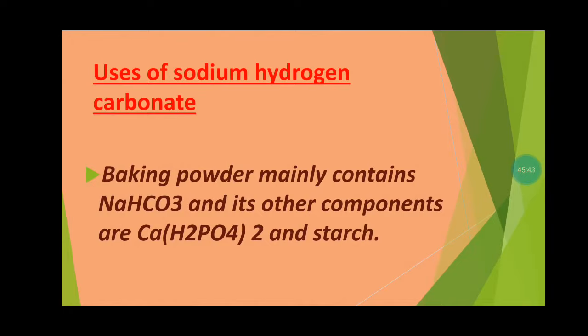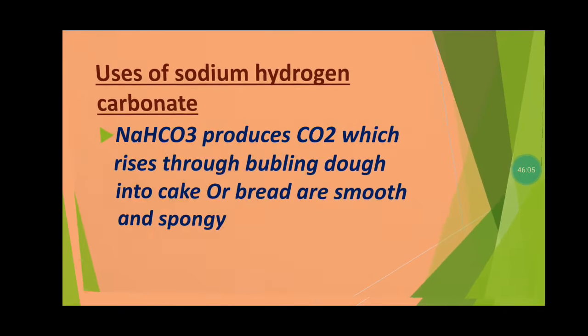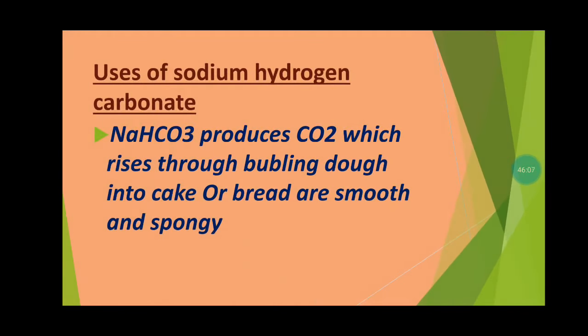Now, what are the uses of sodium hydrogen carbonate? Baking powder mainly contains NaHCO3, but along with some other components, namely calcium hydrogen phosphate and starch. In this way, you can distinguish baking powder and baking soda. Normally, baking powder is used in cakes, and baking soda in the preparation of bonda and mirchis.